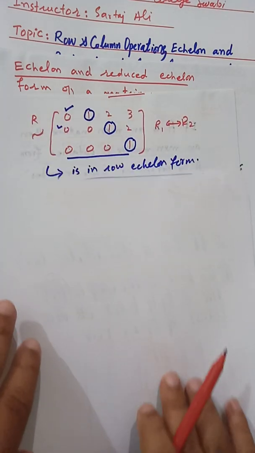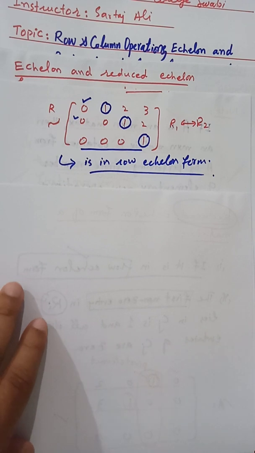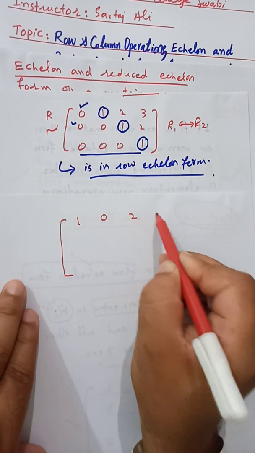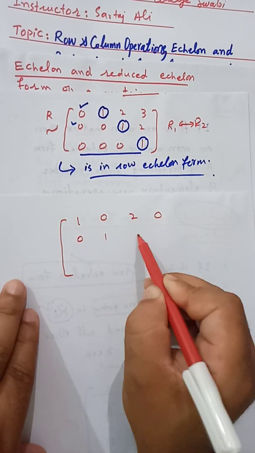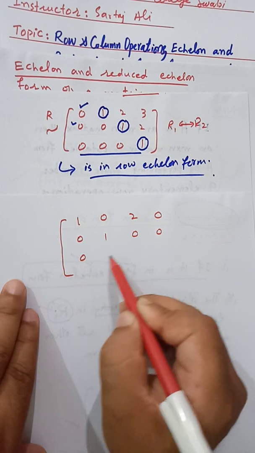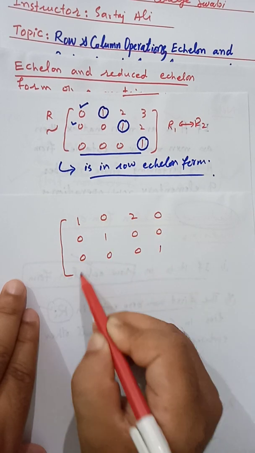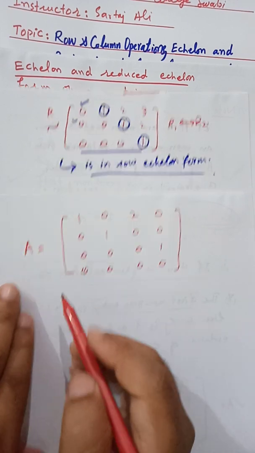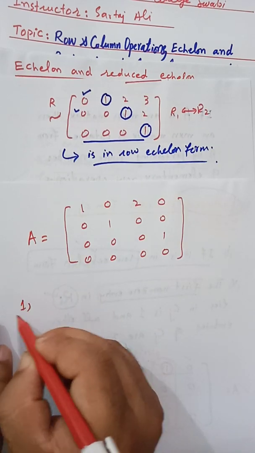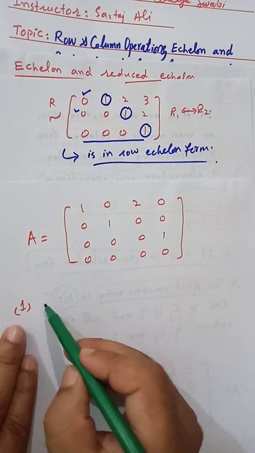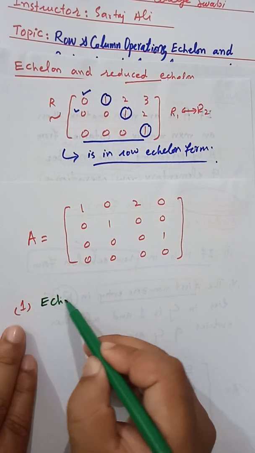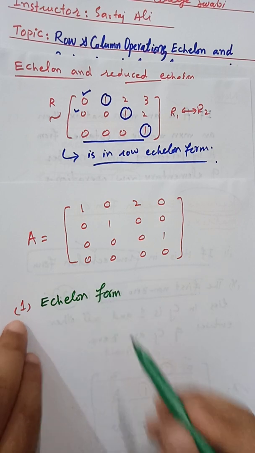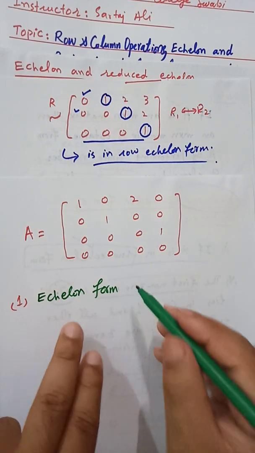I am taking another example to explain the reduced echelon form of a matrix. You see, this is another example. First of all, I need to check whether the given matrix is in echelon form or not. This is the first condition for the reduced row echelon form. So first of all, I check the row echelon form, or you just need to write echelon form. So this matrix A is in the echelon form.